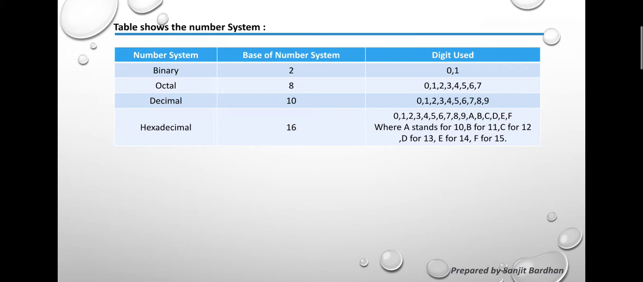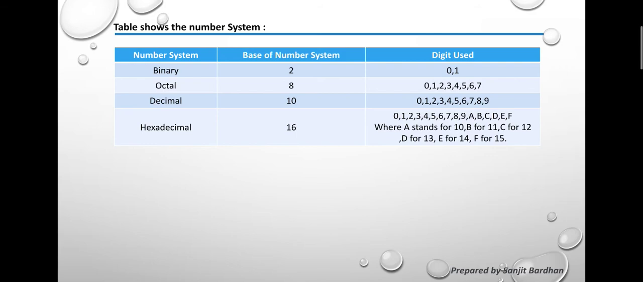Now comes hexadecimal. Hexadecimal is base 16: 1 2 3 4 5 6 7 8 9, then comes A. A stands for 10, B stands for 11, C stands for 12, D stands for 13, E stands for 14, and F stands for 15, okay. So the total number of digits used is 16, okay.